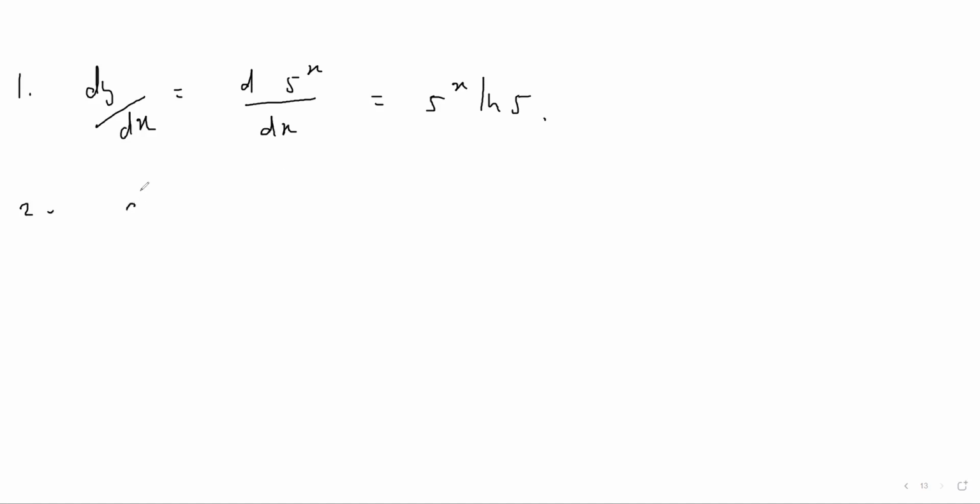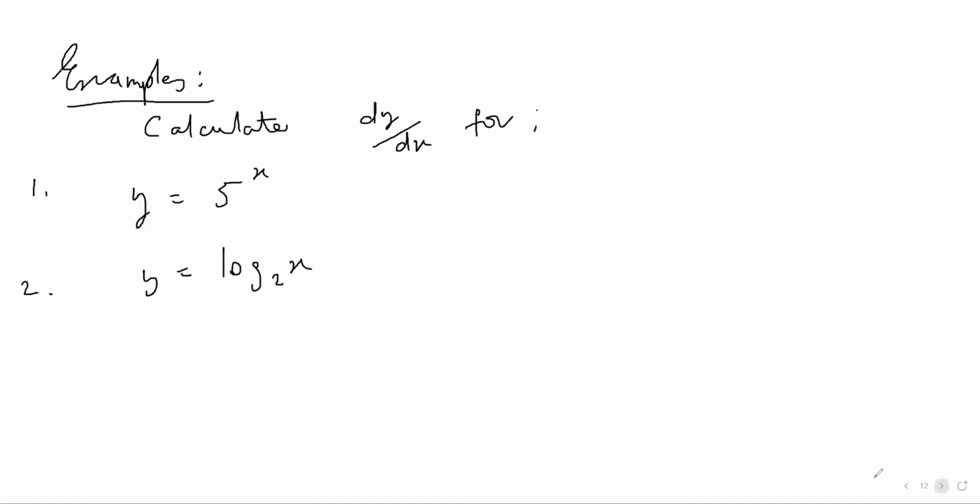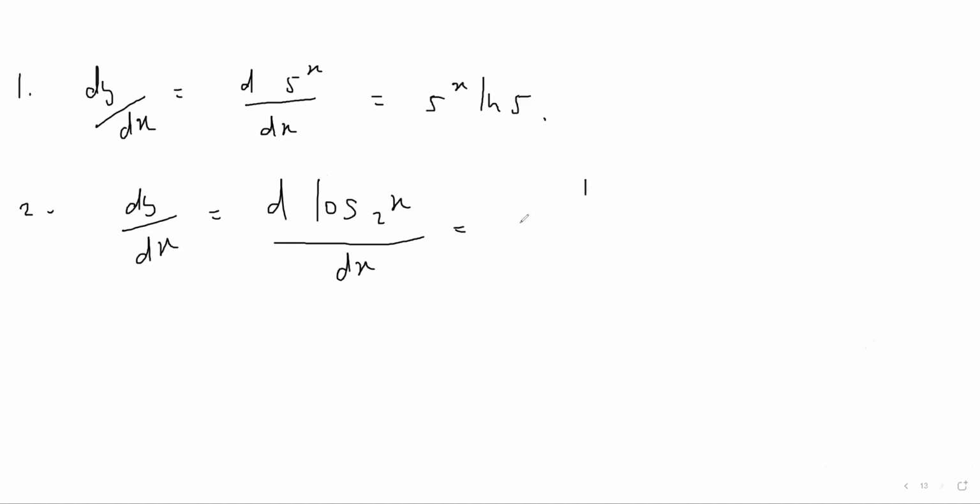And then the next one, they want us to differentiate the following. So we've got dy/dx, which is equal to the derivative of log with a base 2 of x with respect to x. Now we're going to apply number 4 here: log_a x is equal to 1 over x ln a. In this case, we've got log base 2 of x, so this is just equal to 1 over x ln 2, because our a in this case is 2. Simple as that.